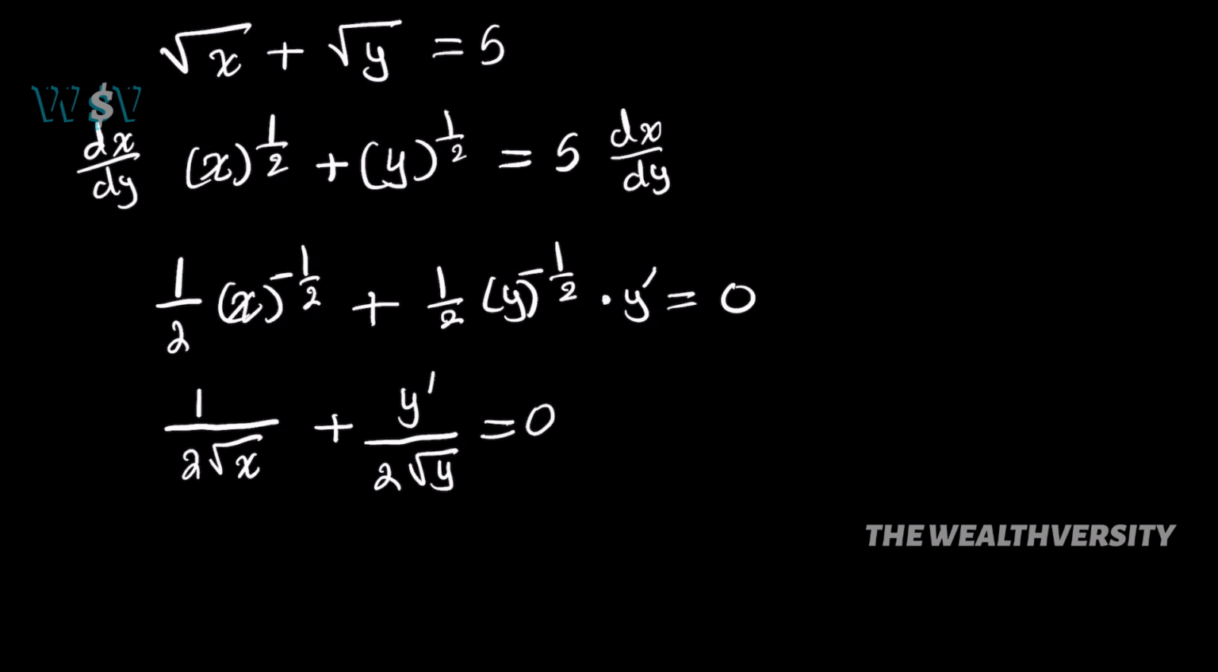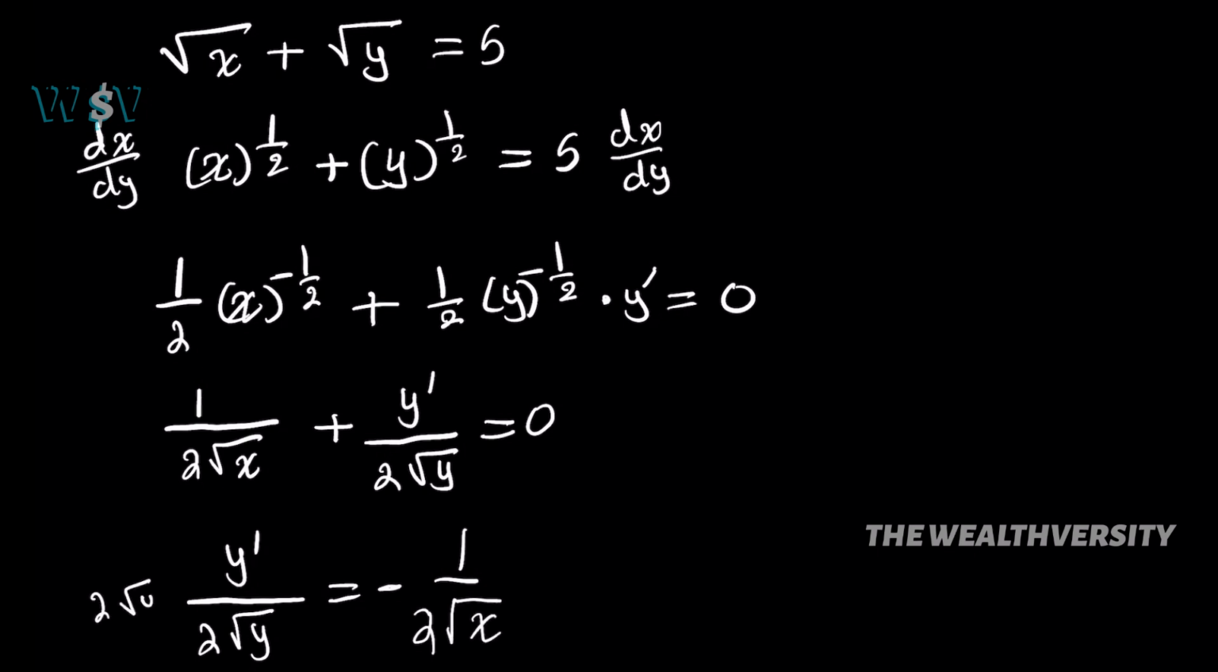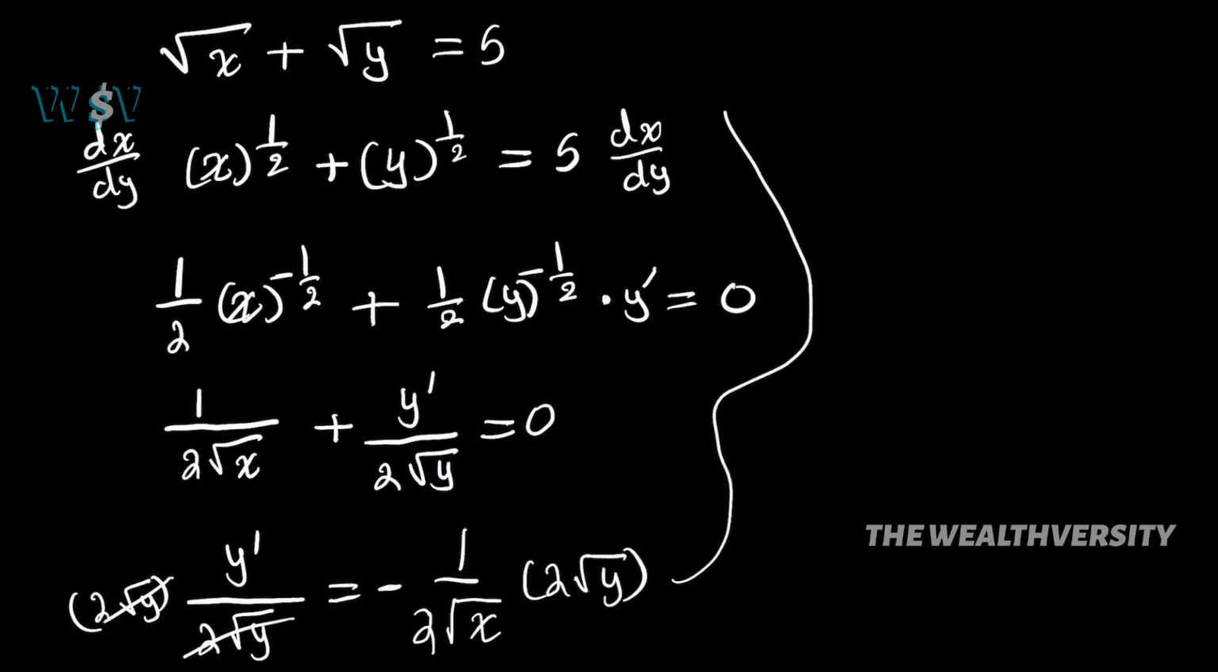Next we move 1 divided by 2 times the square root of x to the other side to get y prime divided by 2 times the square root of y is equal to negative 1 divided by 2 times the square root of x. To isolate for y prime, divide both sides by 2 times the square root of y. So our final answer will be y prime is equal to negative square root of y divided by the square root of x. Here is another example.